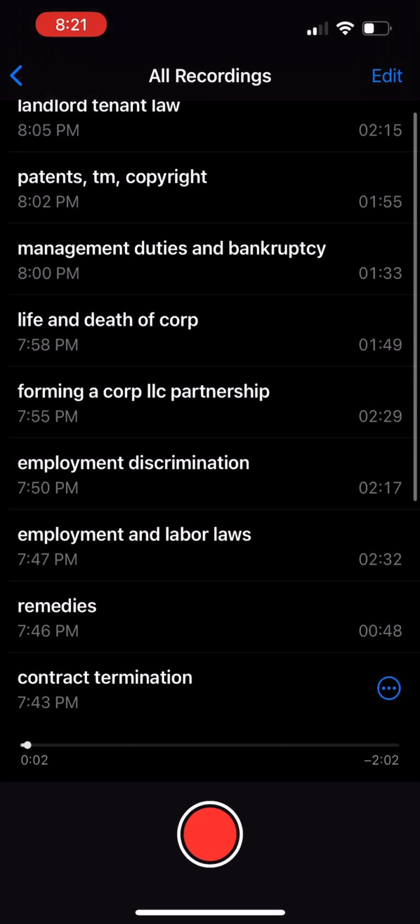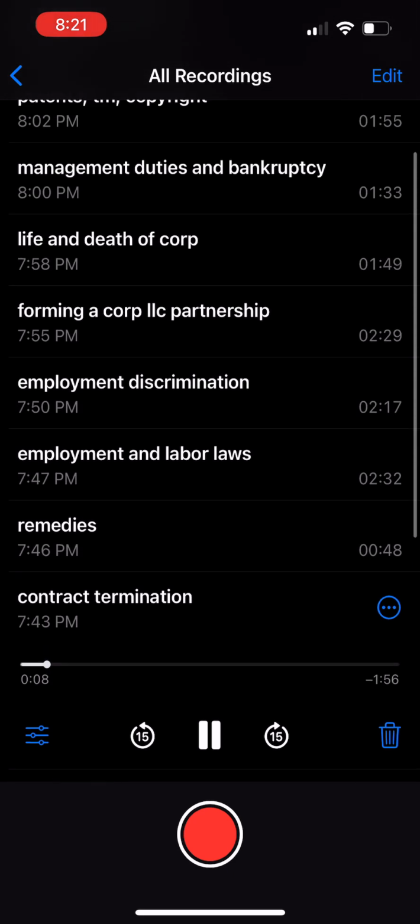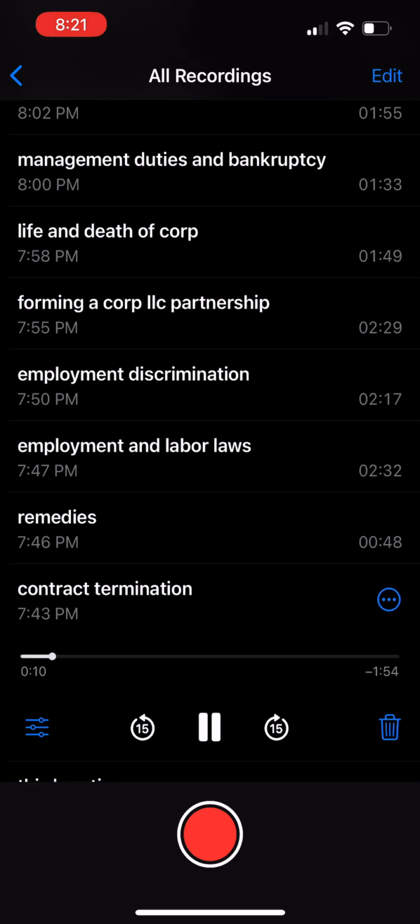Chapter 18, Contract Termination. When a party is discharged from further performance under a contract. How perfectly must a party perform under a contract? That's a weird question. Sure. Sometimes the duty to perform arises after a condition is met.